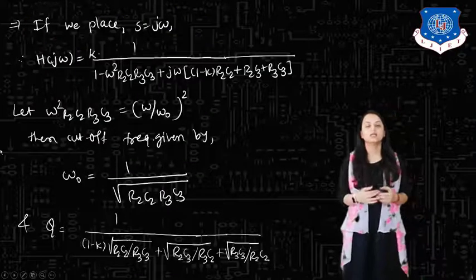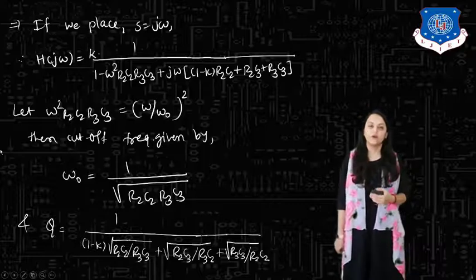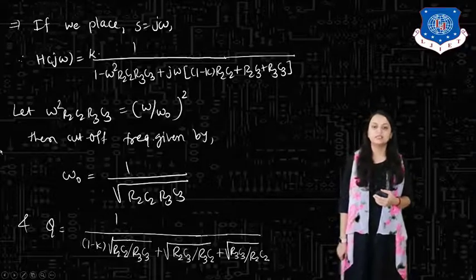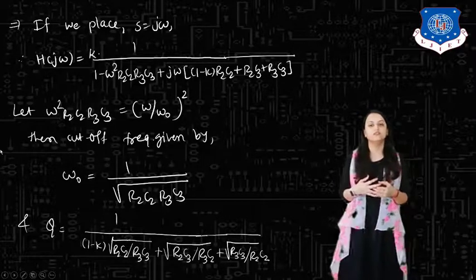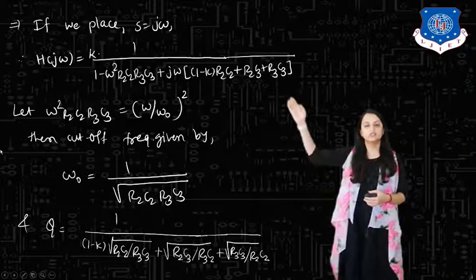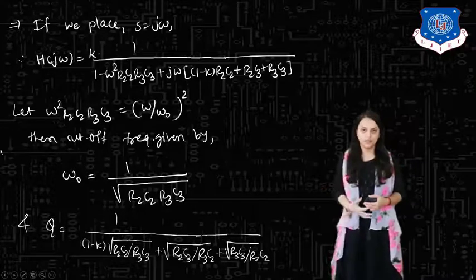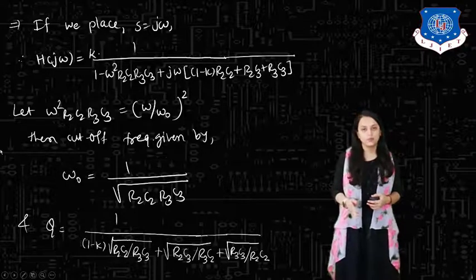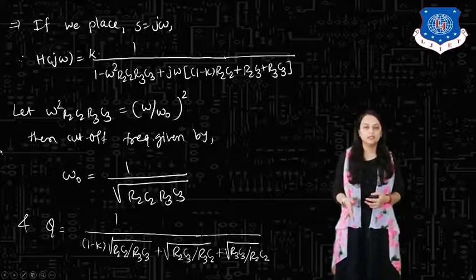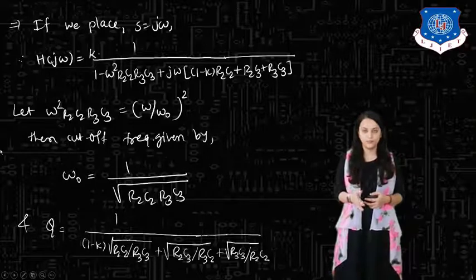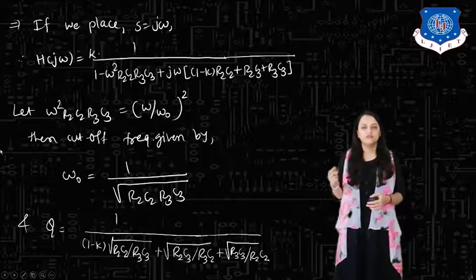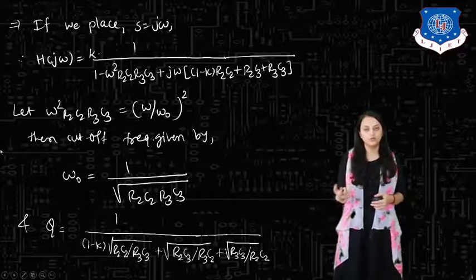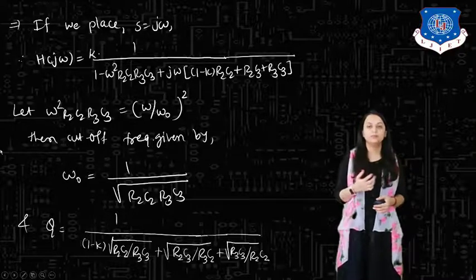Now in this equation where we have obtained the H of S value, if we place S equal to j omega, then we will get the term like this: H of j omega equal to K into 1 upon 1 minus omega square R2 C2 R3 C3 plus j omega, in the bracket we have (1 minus K) R2 C2 plus R2 C3 plus R3 C3.